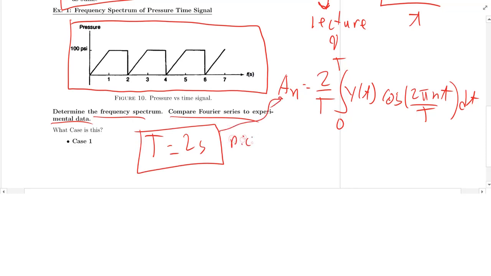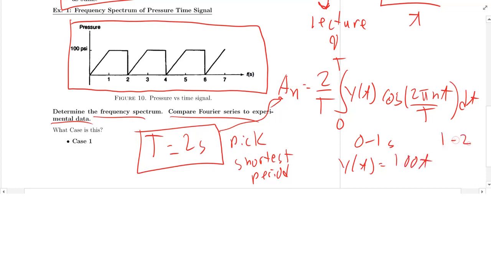So pick the shortest period to make your life a little bit better. All right, so you plug that in there. What is our y of t? This is a little bit more complicated expression, right? So you want to break it up piecewise. We don't know this kind of expression as just one equation, but let's break it up into, from 0 to 1. From 0 to 1 seconds, what is my y of t? Well, my y of t from 0 to 1 is just going to be 100t, right? What about from 1 to 2? Well, my y of t is just going to be 100.